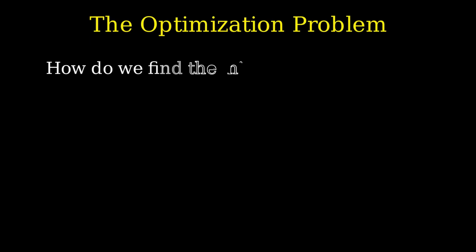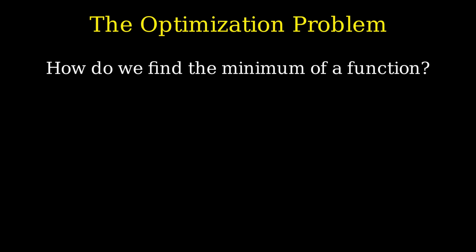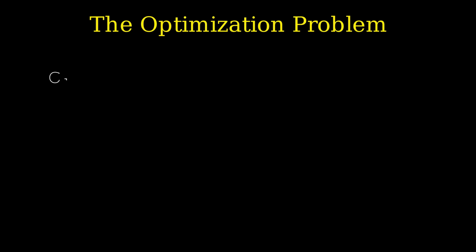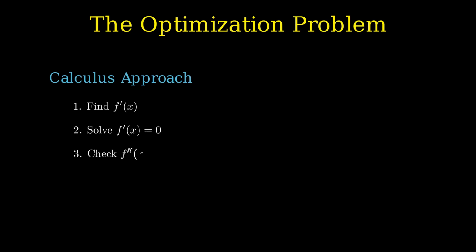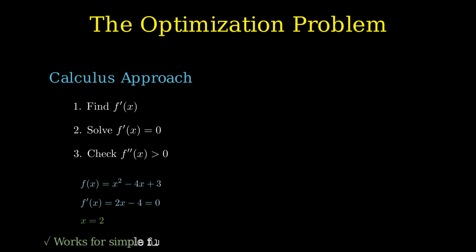At its core, gradient descent solves a fundamental question. How do we find the minimum of a function? In calculus class, we learned one method. First, take the derivative. Second, set it equal to 0 and solve. Third, verify it's a minimum by checking the second derivative. For example, to minimize f of x equals x squared minus 4x plus 3, we find f prime of x equals 2x minus 4 equals 0, giving us x equals 2. This works great for simple functions.